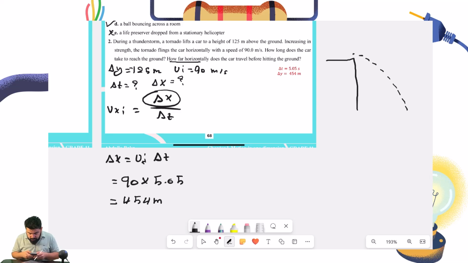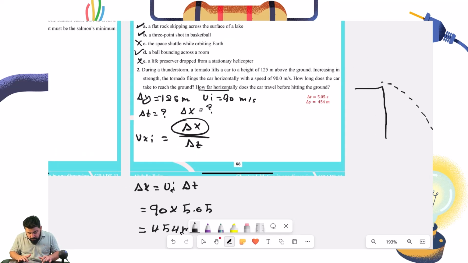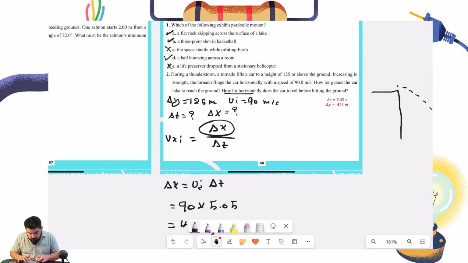Yeah, 454.5 meters. Okay, so this is the horizontal distance that the car travels.